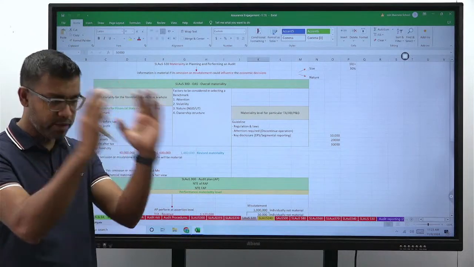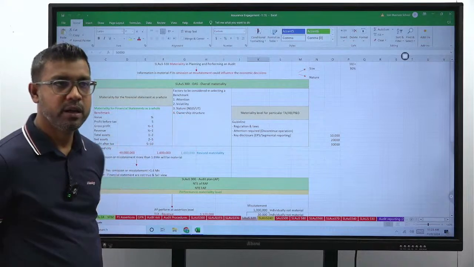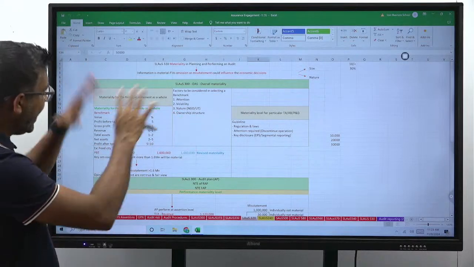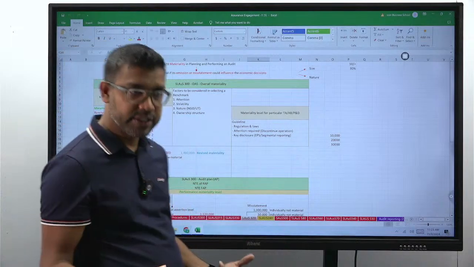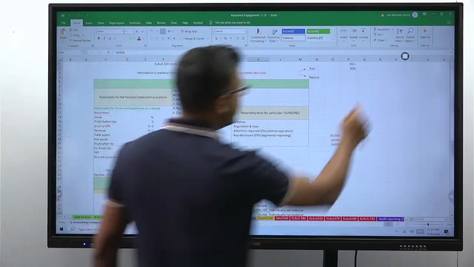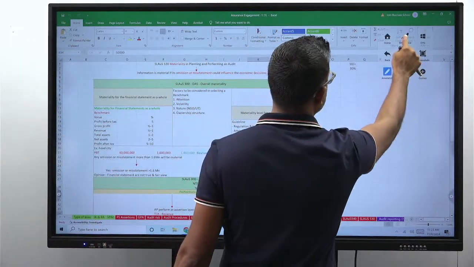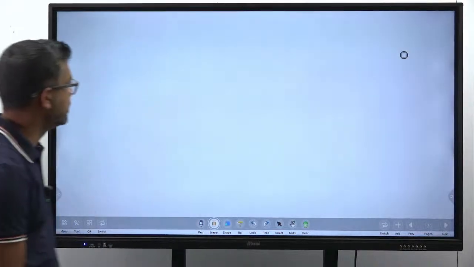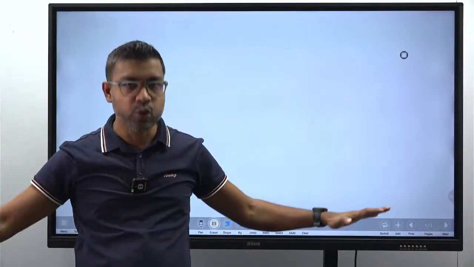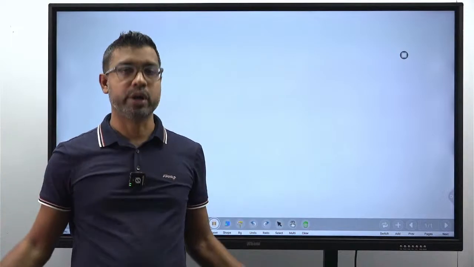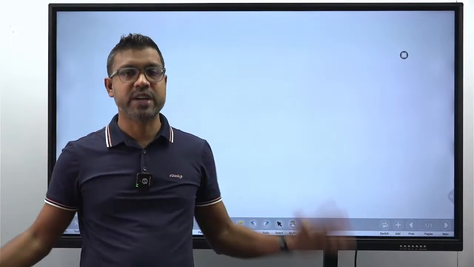Because this is very much an exam focus session. Prior to starting the audit planning series, let me explain the audit universe. What do you mean by audit universe? This holistic view of the entire auditing process is really important for you to plan your studies.